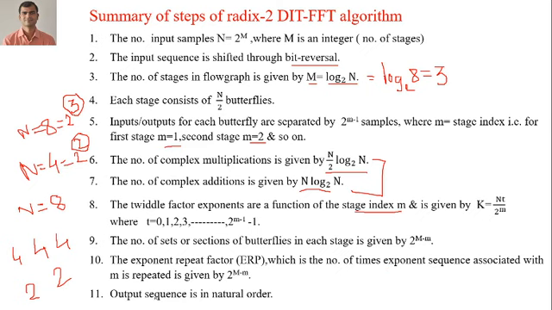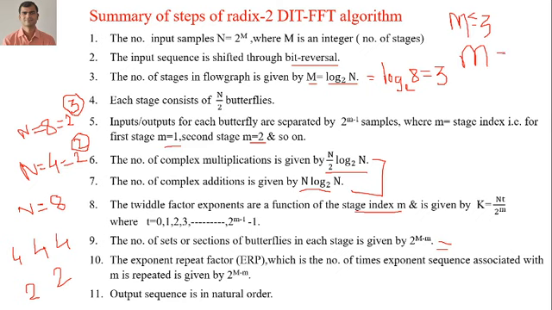Now the number of sets or sections of butterfly in each stage is given by the following. Let me consider capital N equals 8. When N is equal to 8, that is 2 raised to 3, so capital M is equal to 3. That is the maximum stage number. Capital M is the maximum stage number and small m is the particular stage number. For that we are doing the calculation.